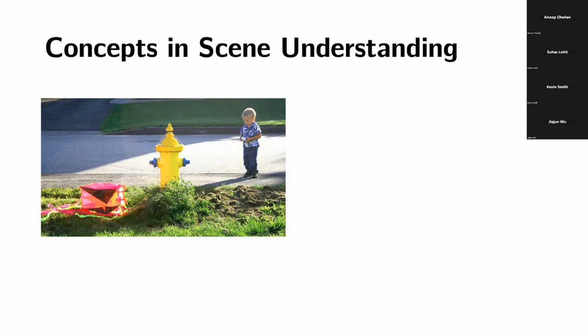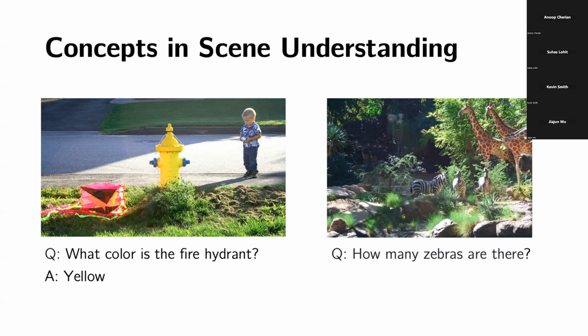Still, you recognize there is a fire hydrant, and you use this notion. Okay, what is a fire hydrant? You have these symbolic concepts, and you recognize the attributes. So you can use that to answer questions like, what color is the fire hydrant? You say, yeah, there's a fire hydrant, and it's yellow. Or how many zebras are there? You say there are 3 zebras. There are also 3 giraffes. Actually, maybe 2 giraffes. But anyway.